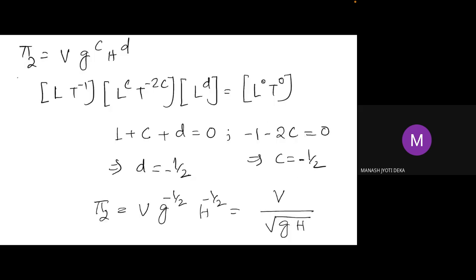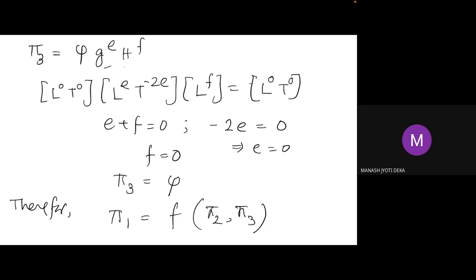Similarly, if you want to find the pi2 term, the repeating variables are z and h. So this is the velocity. You write the velocity dimension, then the z dimension and h dimension, and try to find the powers c and d. These powers will come as d equal to minus half and c equal to minus half. So this pi2 term will be the velocity by square root of zh. We need to find one more term. For the pi3 term, we have this angle, which is related to the repeating variables z and h. If you find here, both powers come as 0, so the angle doesn't depend upon the other variables. So the pi3 will be only phi.